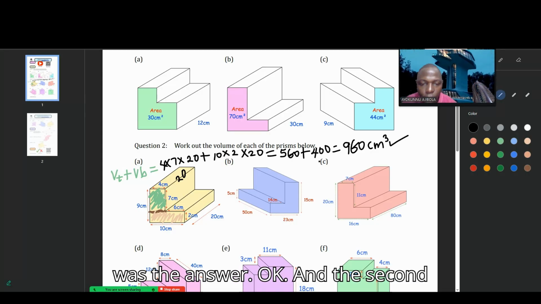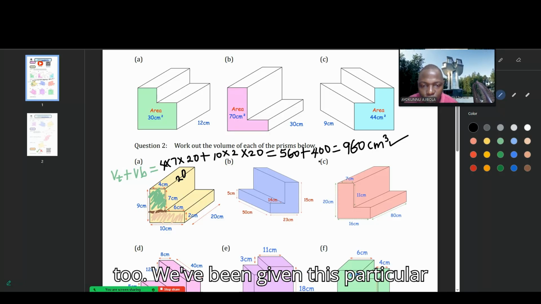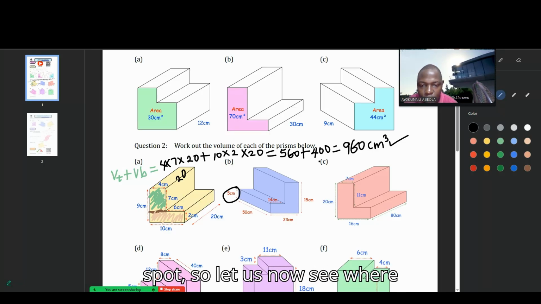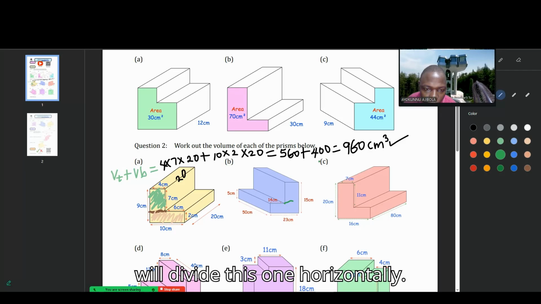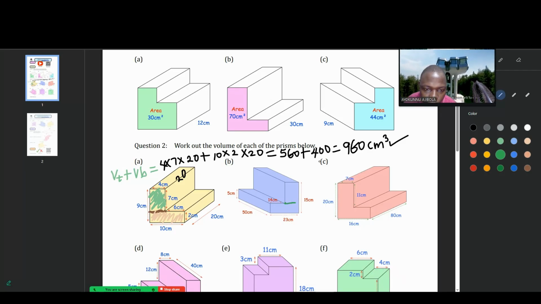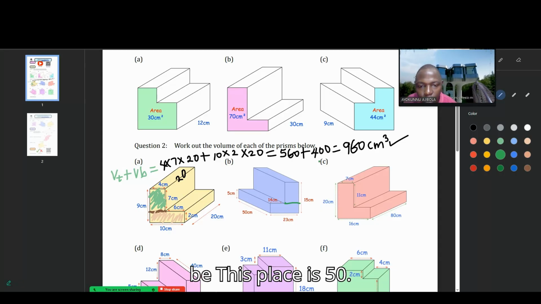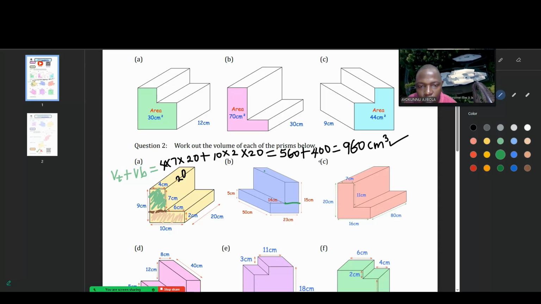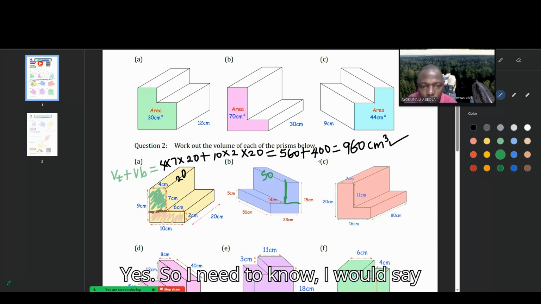Okay, and the second one, let's see. We've been given this particular spot, so let us see where we need to divide. Maybe you would divide this one horizontally, so that we can have the top be this place is 50, but then I don't know this place. So I need to know it.